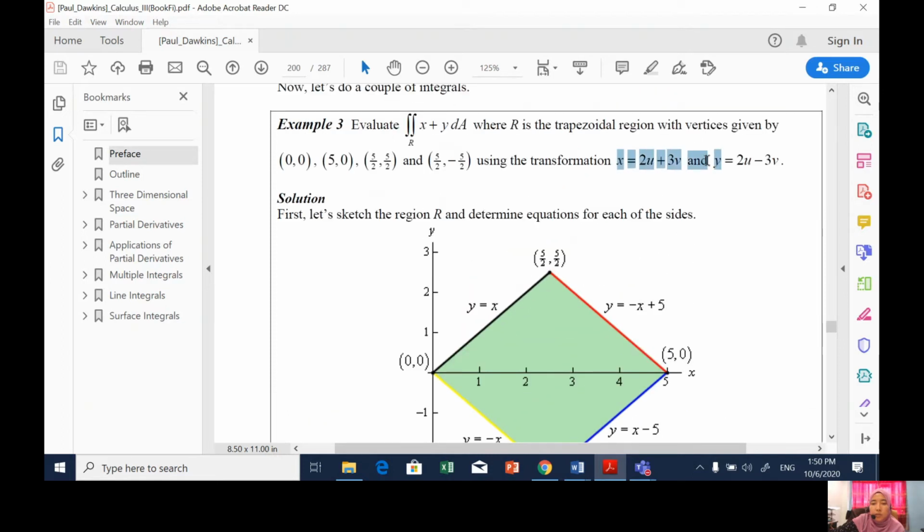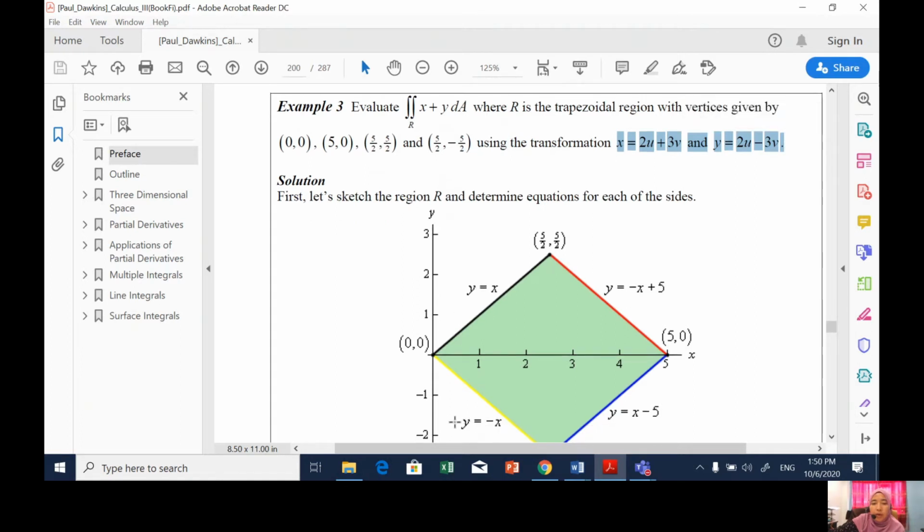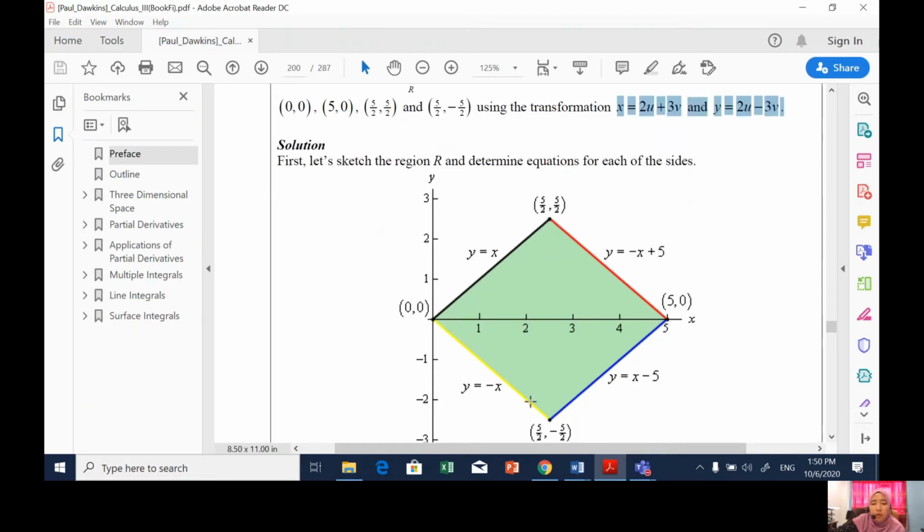This is the transformation, we have x and y. When we have y equal to negative x, this equation must be transformed into one containing u and v. So we put it here. On the left hand side, y is 2u minus 3v. On the right, we have negative, and in the brackets, 2u plus 3v. So we have one equation for the yellow line. We do the same thing for y equal to x, for y equal to negative x plus 5, and also for the blue line here.